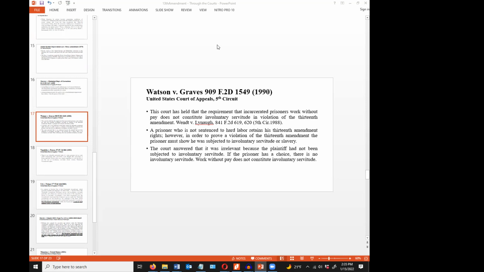Right. So they're saying the only remedy in this case is really refusing to work and then suffering the consequences of whatever the prison rules say are the consequences of not working. But it's still your choice.